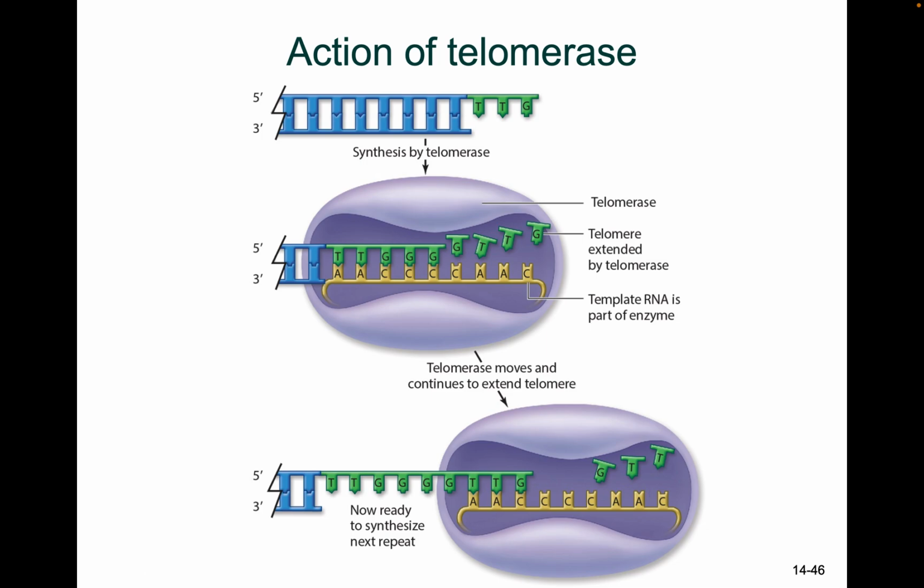So the ends of these chromosomes have this specific sequence, these telomere sequences that are literally repeating on and on and on because of the activity of this enzyme, telomerase. So this is what actually protects it.